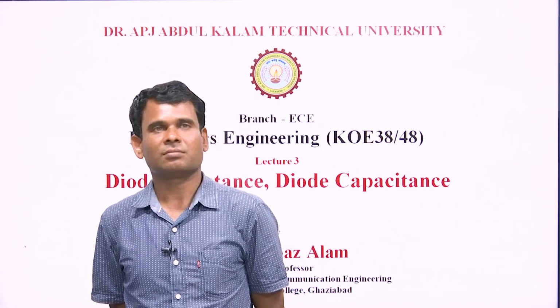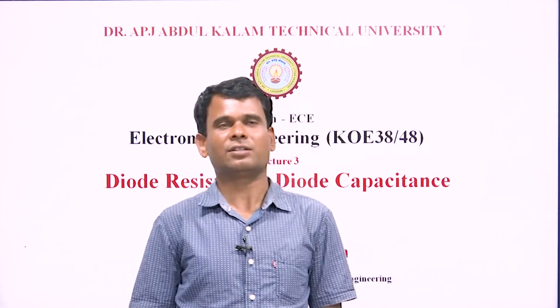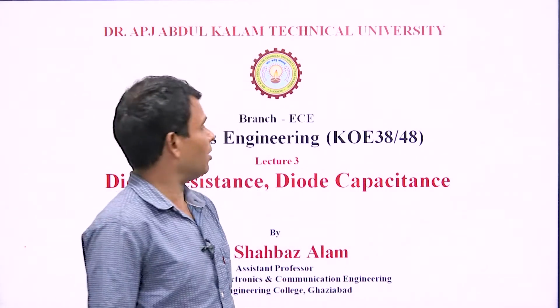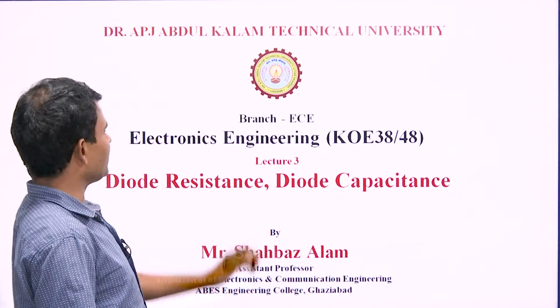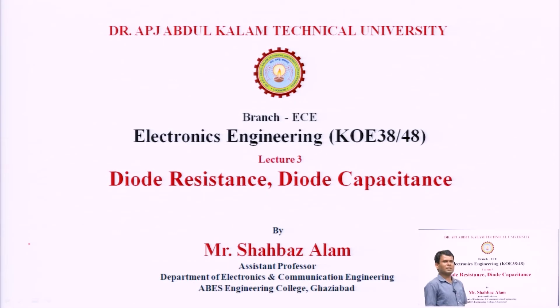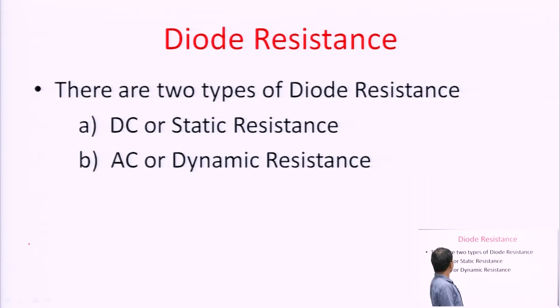Now, I will discuss diode resistance and capacitance. This is lecture 3 and the topics are diode resistance and diode capacitance. This means there are two types of behavior, resistive behavior and capacitive behavior, that exist in a p-n junction diode, and how they exist I will discuss.